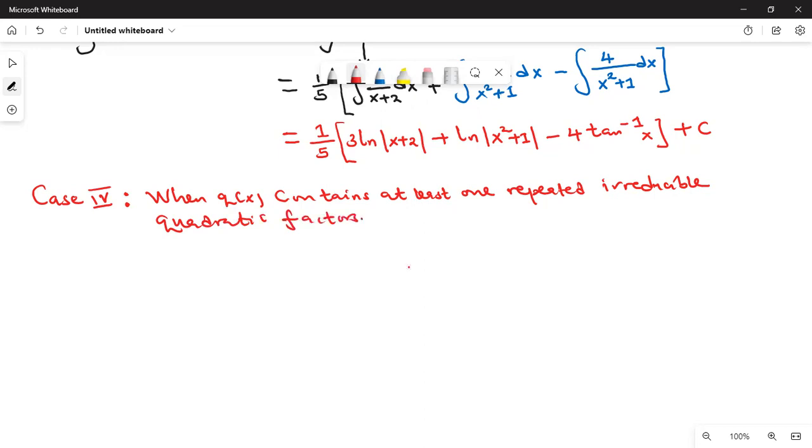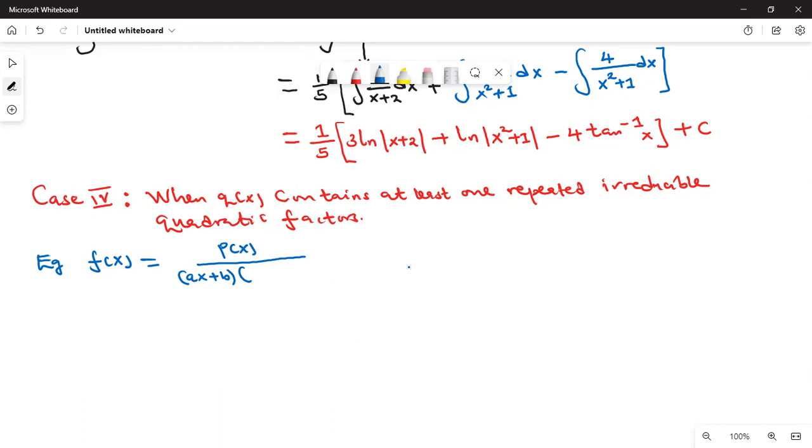So, what are we supposed to do? Let me give you a general case of this kind of integral. Let's say we have f of x equals p of x, everything over, let's say we have this linear factor, ax plus b. Then the quadratic factor is repeated k times.